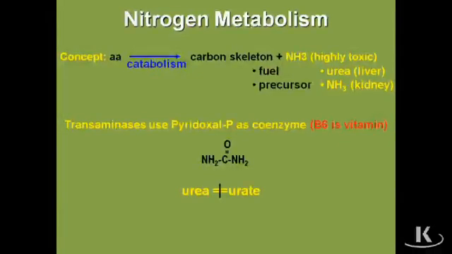In fact, both of these molecules, urea and urate, are not the same. Both of them are end products of metabolism. Urea is the end product of nitrogen metabolism. Urate, also called uric acid, is the end product of purine metabolism. But they have nothing to do with one another. The names sound the same, but they have nothing to do with one another.